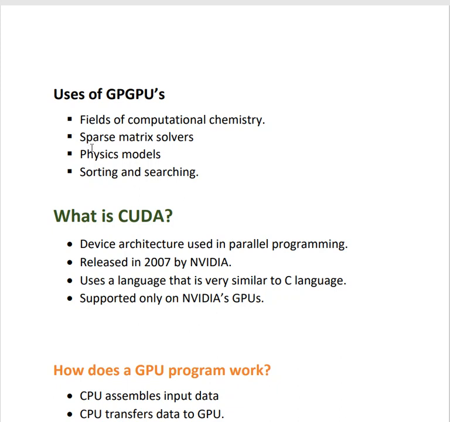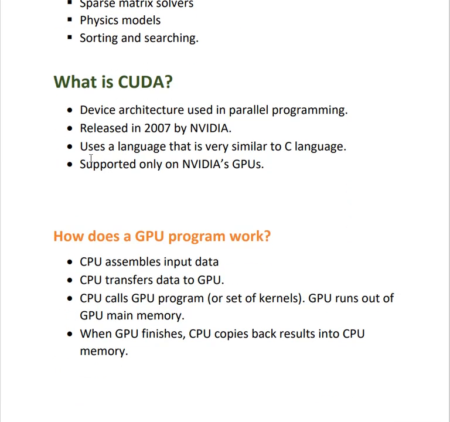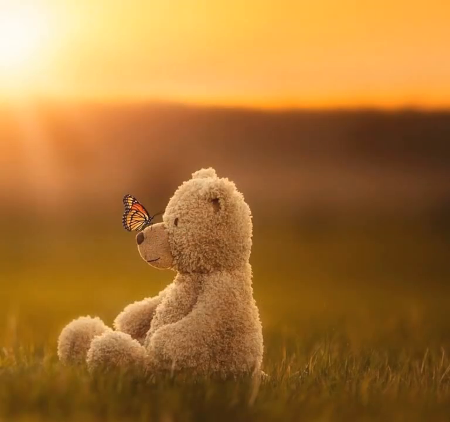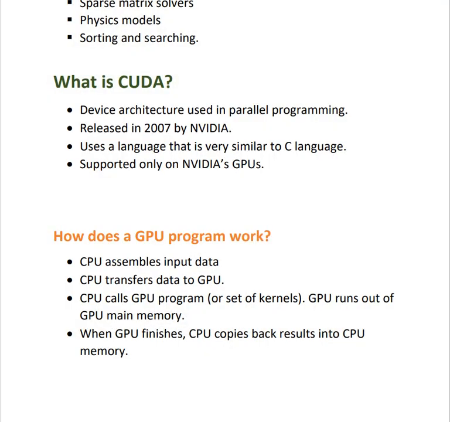GPGPU parallel programming is CUDA. We need to know what CUDA is and what it is used for. So let's talk about CUDA. But before talking about CUDA, we need to talk about NVIDIA.